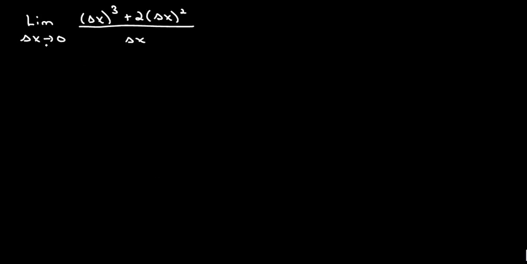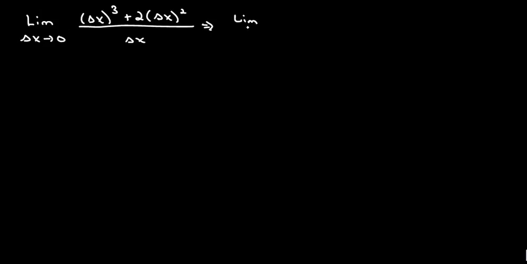So here we have the limit as delta x goes to 0 of delta x cubed plus 2 delta x squared divided by delta x. Now, this is a little bit different than the last couple of problems because it looks like delta x is two variables, okay? But it's really acting as one single variable. So this, what I've written down here, is equivalent to the following.